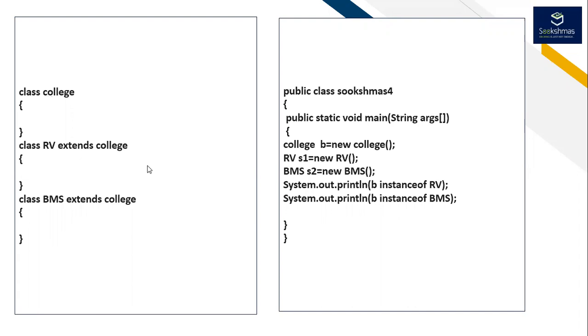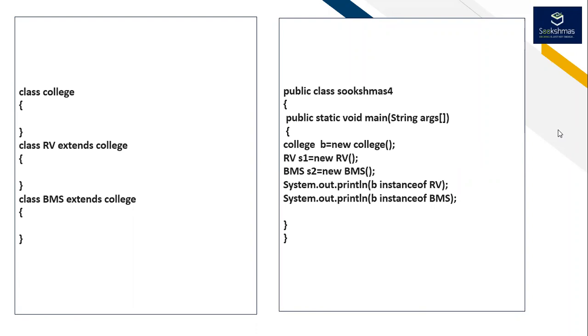What type of inheritance is this? One parent class, multiple child classes. What is it? Hierarchical inheritance. Correct.